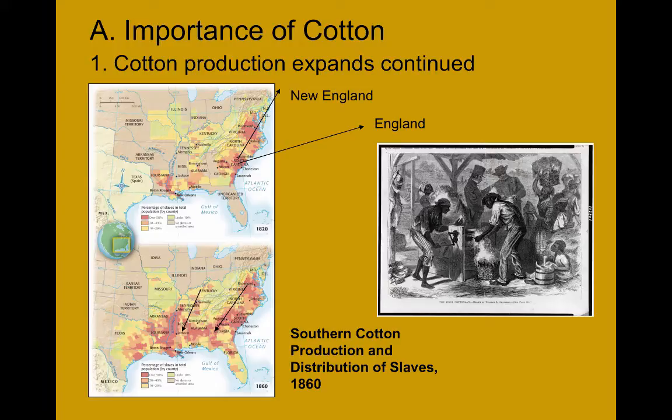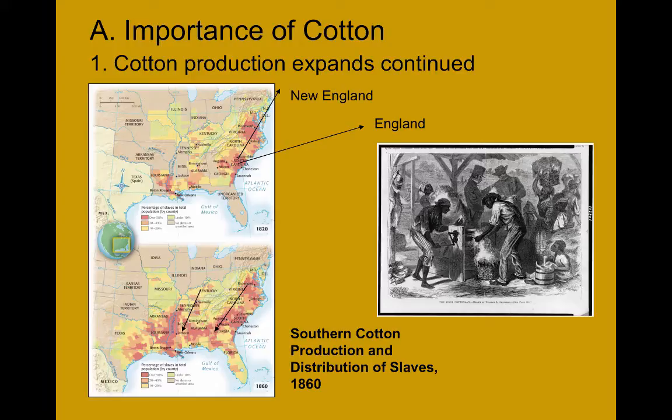If we look at the top map again, I have these two arrows there, and they show that the destination for cotton is New England and England. Both of those places have gone into their industrial revolutions. They're making textiles, so there is an insatiable demand for southern cotton in the textile mills of England and New England, and that's an economic incentive to grow more cotton, hence more slavery.